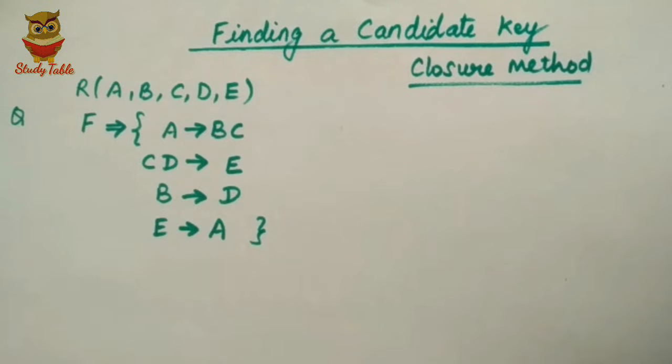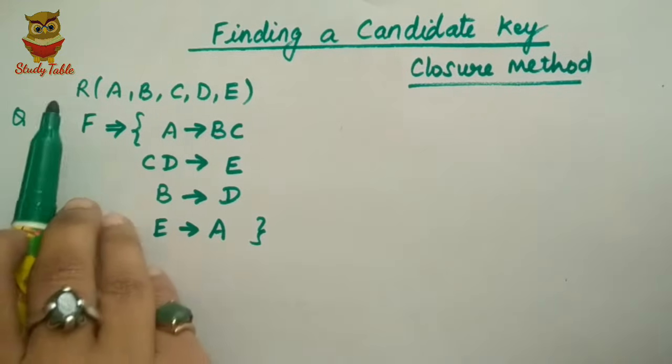Firstly, that attribute is considered as a candidate key through which I can reach or access every other attribute of a relation, whether directly or indirectly. Secondly, it should be a minimal set of attributes. The candidate key should be a minimal set of attributes. Now, to know the properties of a candidate key and super key, watch my previous video on candidate key and super key.